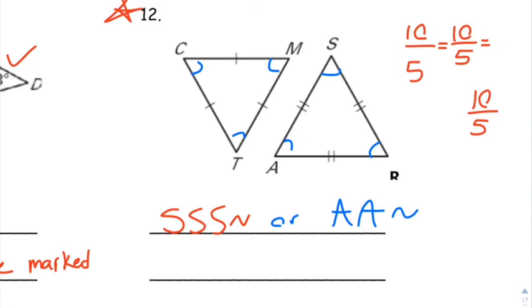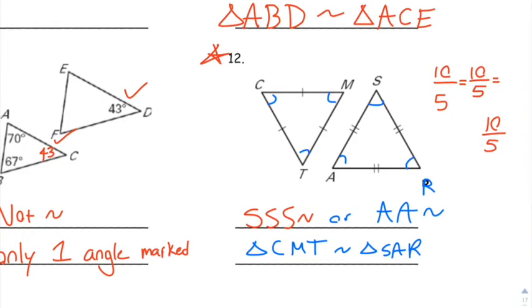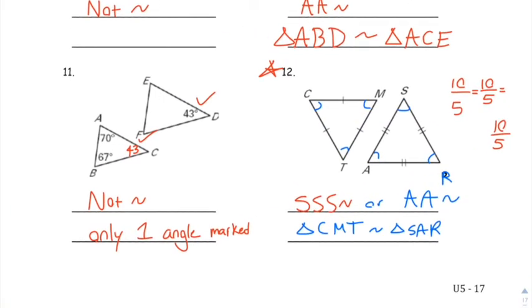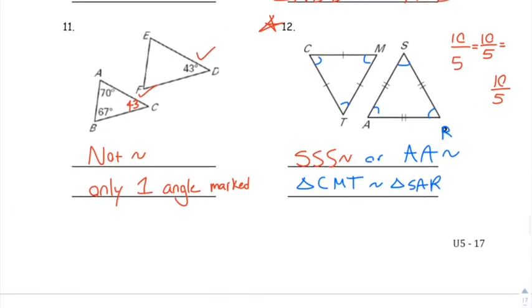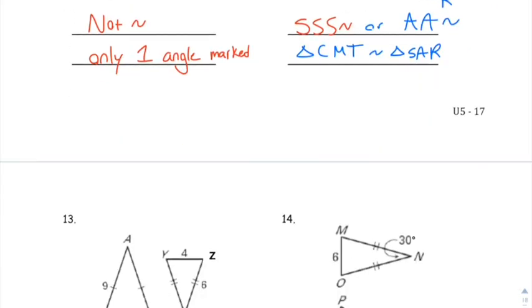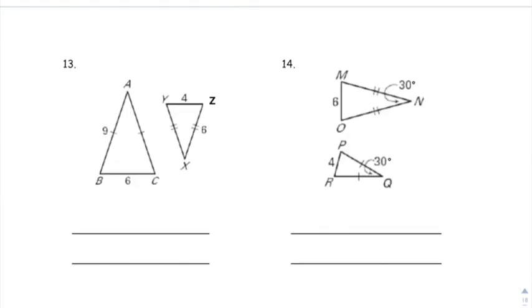Okay, regardless, it doesn't even matter because all the angles are congruent to each other, so you can just say CMT is similar to whatever angles you want, and SAR, I guess. I think that's supposed to be an R right there. But anyways, it doesn't even matter. All the angles are congruent, so all the angles match up no matter what order you do it in. So those are kind of funky cases there.